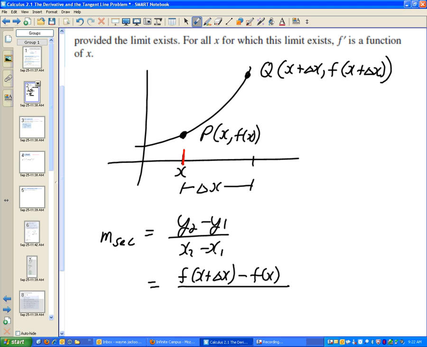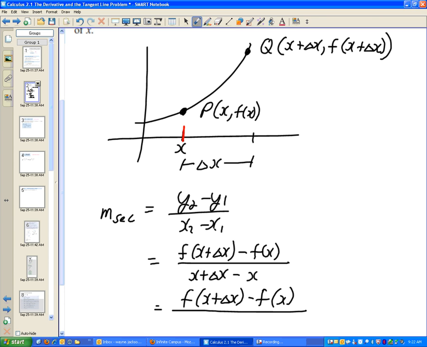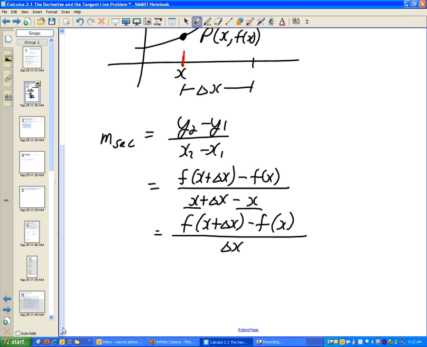divided by x2. What's the x-coordinate of the second point? x plus delta x minus x1. What's the x-coordinate of the first point? So then when we simplify this, we'll get f of x plus delta x minus f of x over, and then that x minus that x is 0, so over delta x. So that is the slope of the secant line.